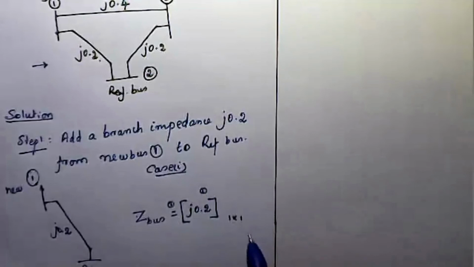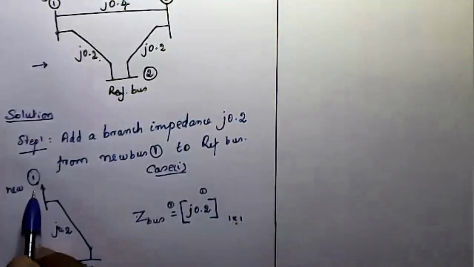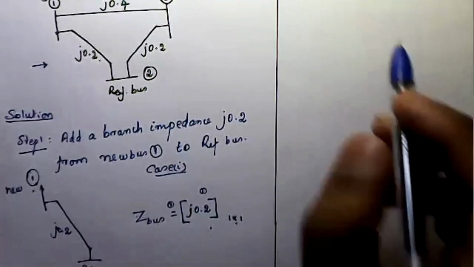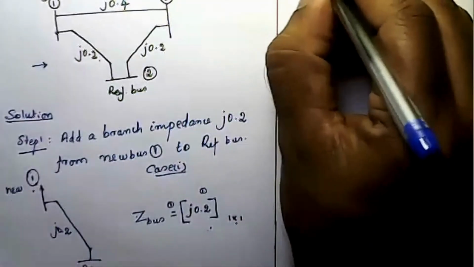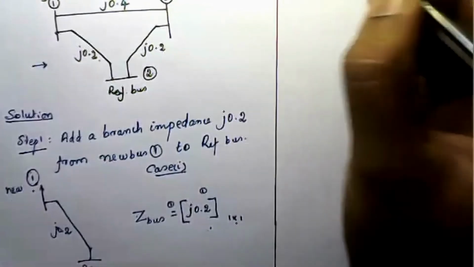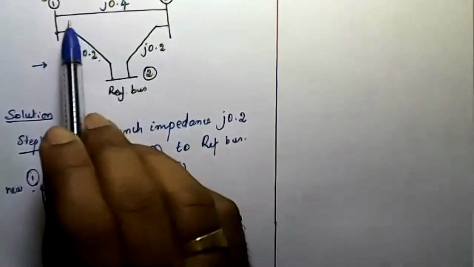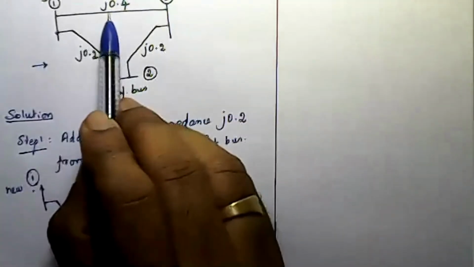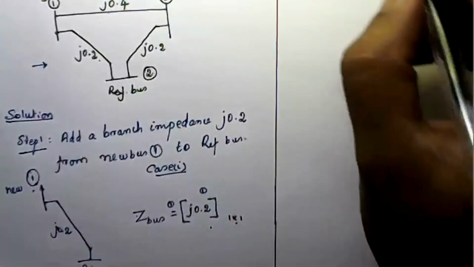So it is a 1 by 1 matrix. The order of the matrix is 1 by 1, and the number of buses is also 1. So this is the original matrix for this step. Then step number 2. Add the second branch. Here the branch impedance is J0.4.